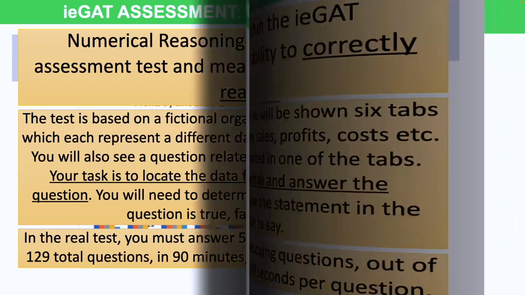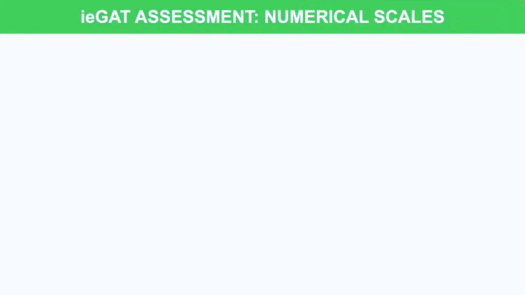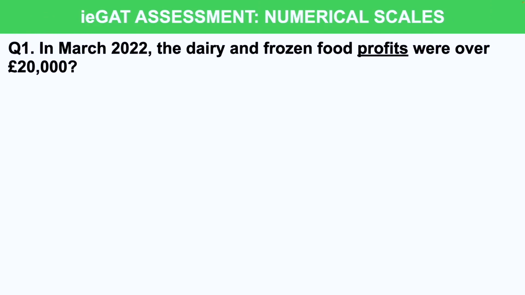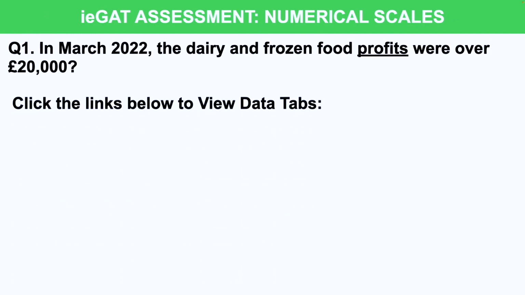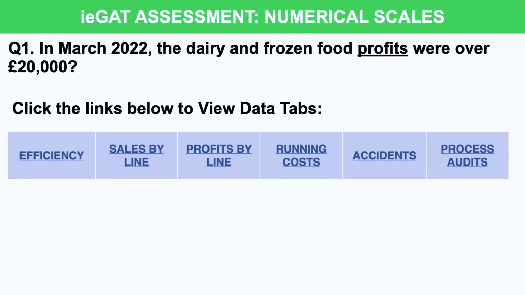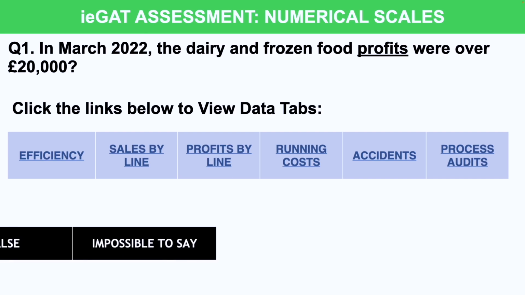Okay, let's take a look at an example ieGAT numerical reasoning assessment test question. Question 1. In March 2022, the dairy and frozen food profits were over £20,000. Now click the links below to view the data tabs. So that is a question, and out of all these tabs below, there will be charts or data, and your task will be to answer whether this statement is true, false, or impossible to say.